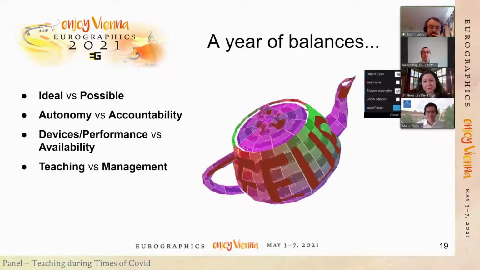Also, in the particular case of the computer graphics community and HCI community, our reliance on very specific and performant devices was also something that we saw constrained, as students in many cases in their homes wouldn't have access to those devices. So we had to balance between our reliance on such devices versus their actual availability to the students. And also we had an increased overload in terms of teaching and management of all of these situations that we also had to try to find a balance.